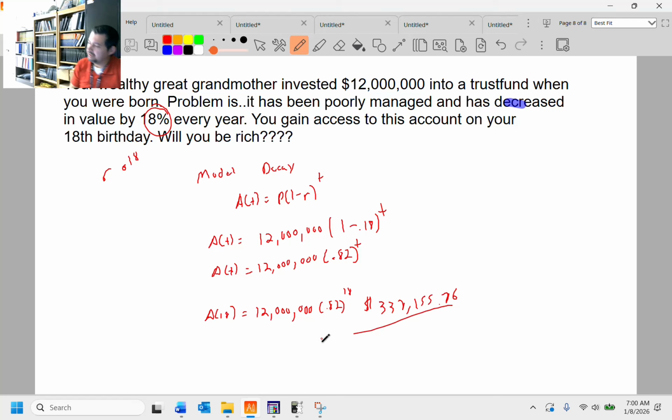Grandma should have done better, but you still got left quite a chunk of money. I mean, that is life-changing money. It'd be life-changing money for me, but I wouldn't be rich. Big difference between us working people and rich people.